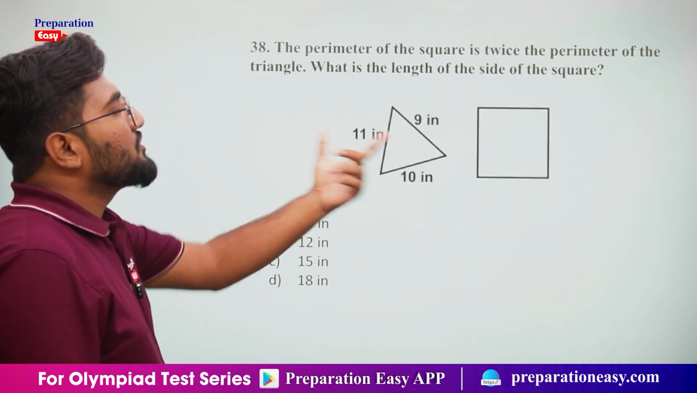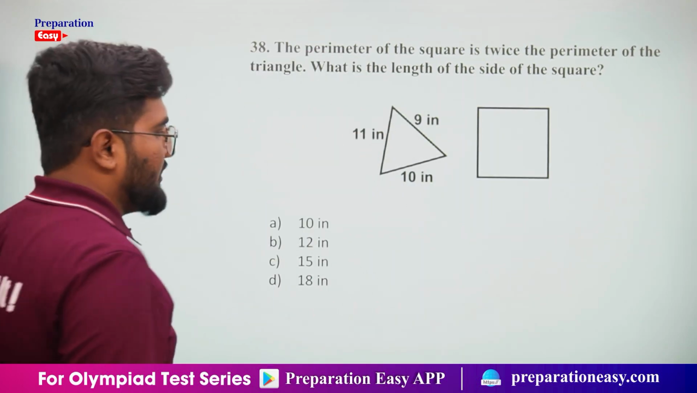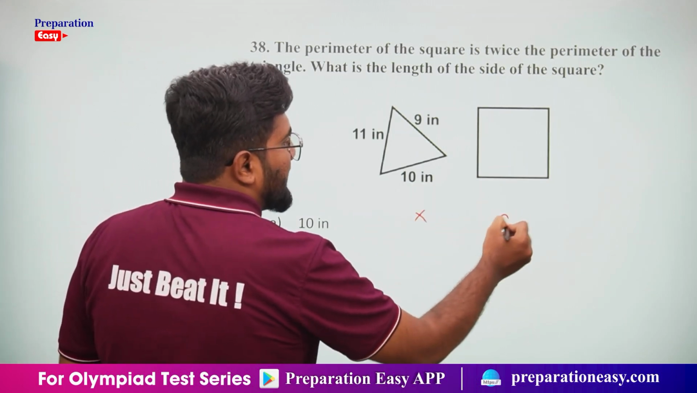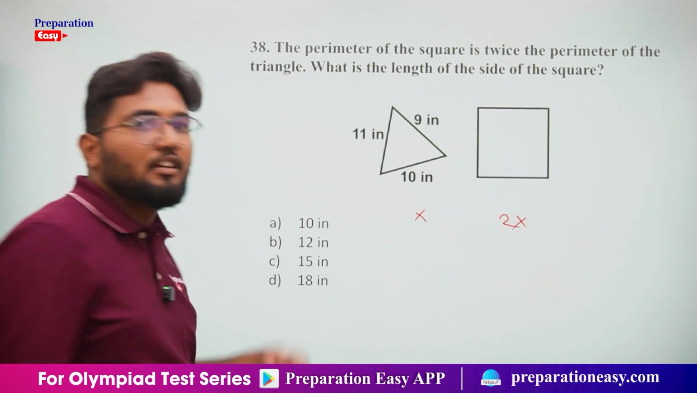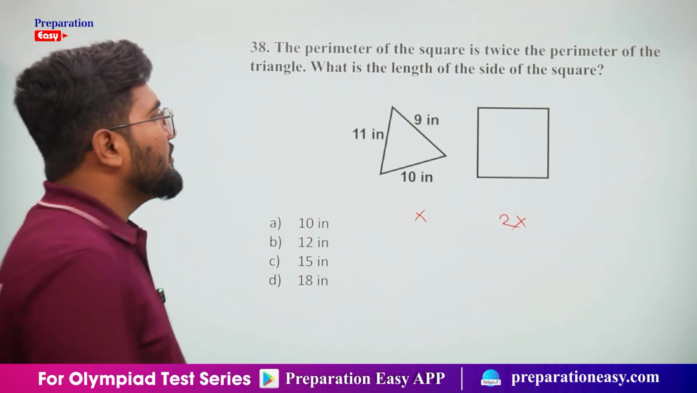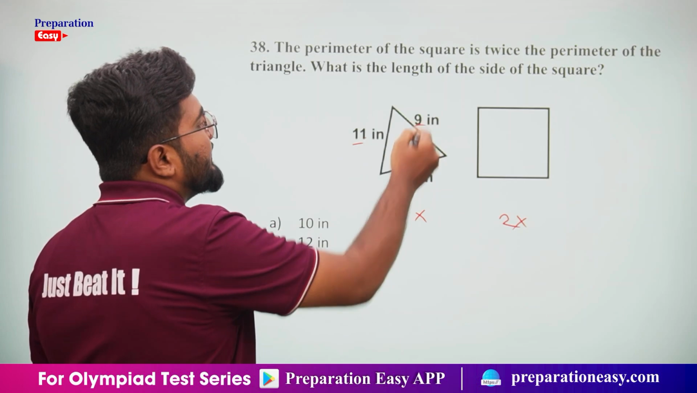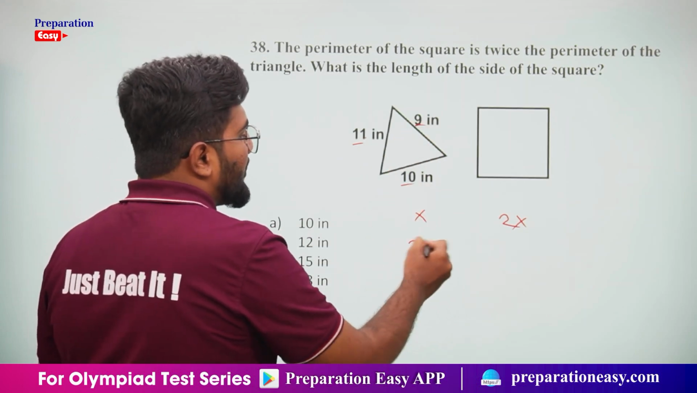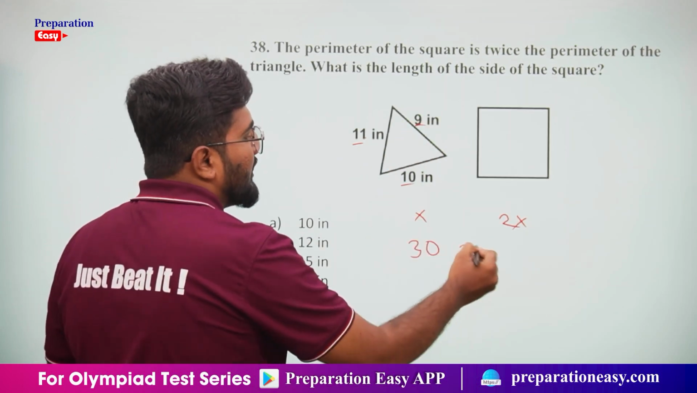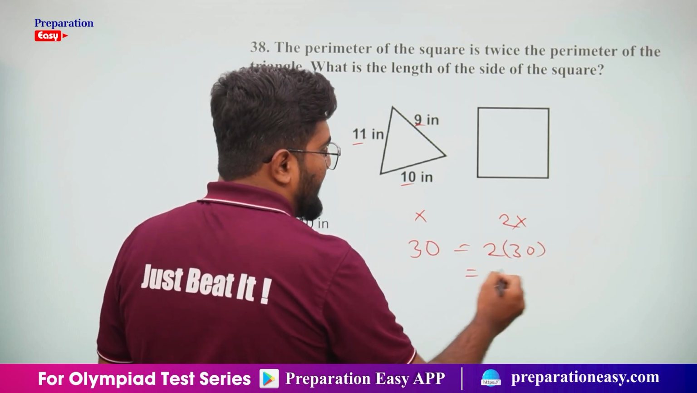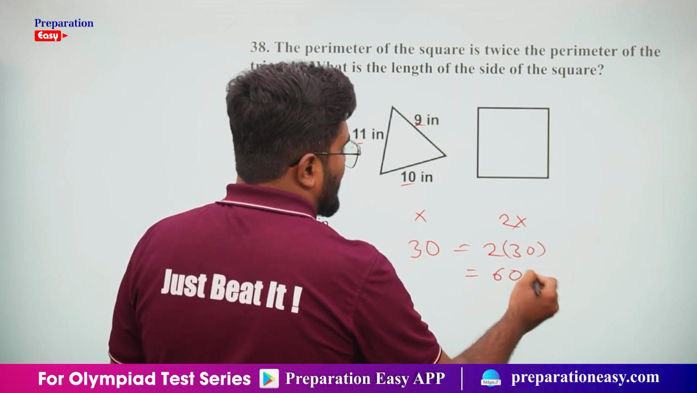The perimeter of the square is twice the perimeter of the triangle. If the triangle's perimeter is x, then the square's perimeter will be 2x. So what is the triangle's perimeter? 11 plus 10 plus 9: 11 plus 9 is 20, plus 10 is 30. So the perimeter of the square will be 2 times 30. It will be 60 inches.